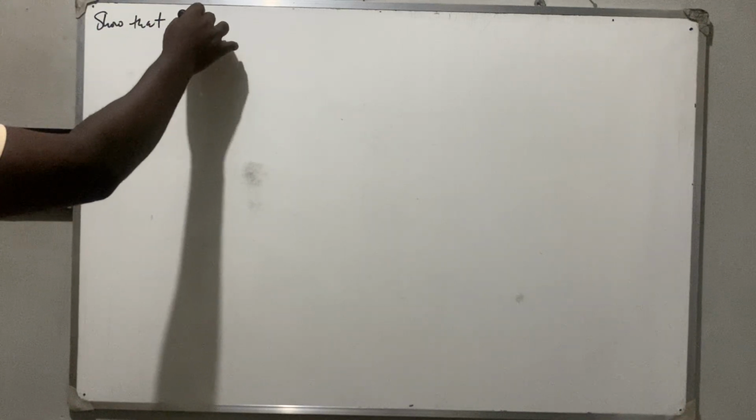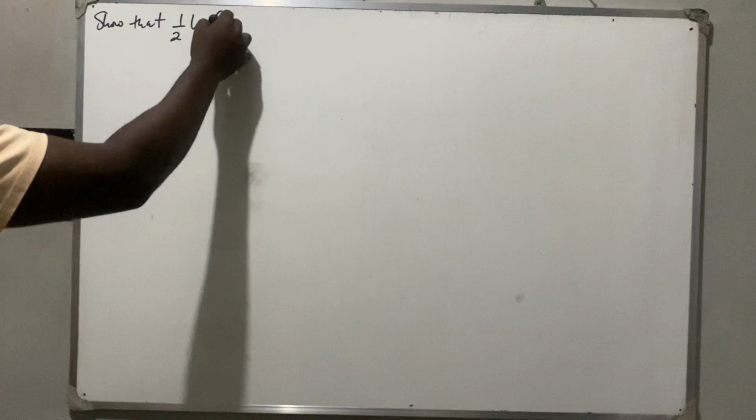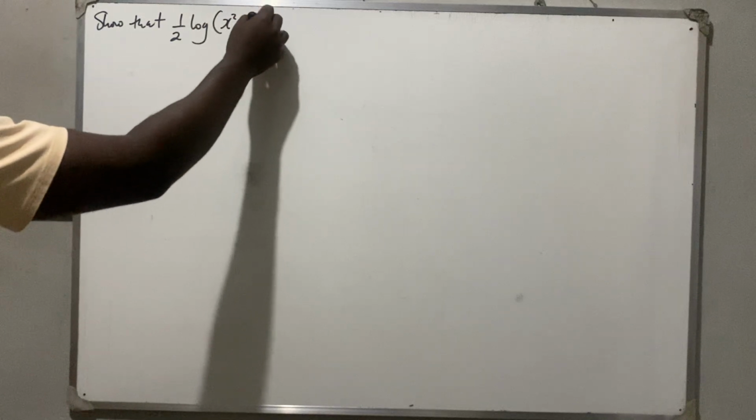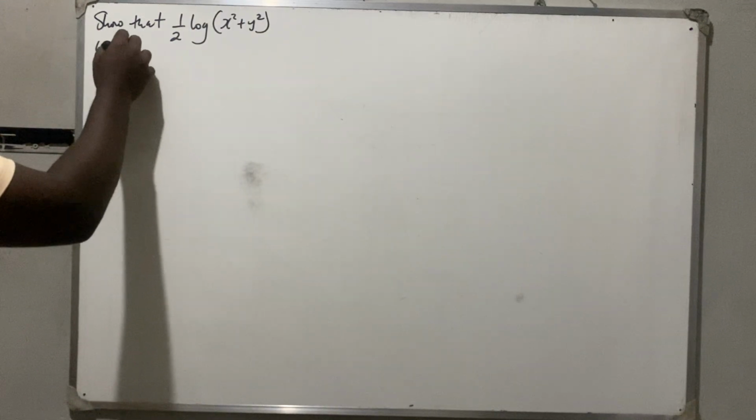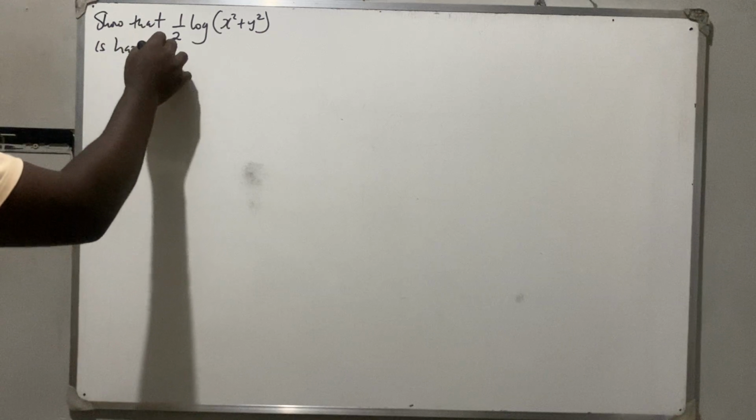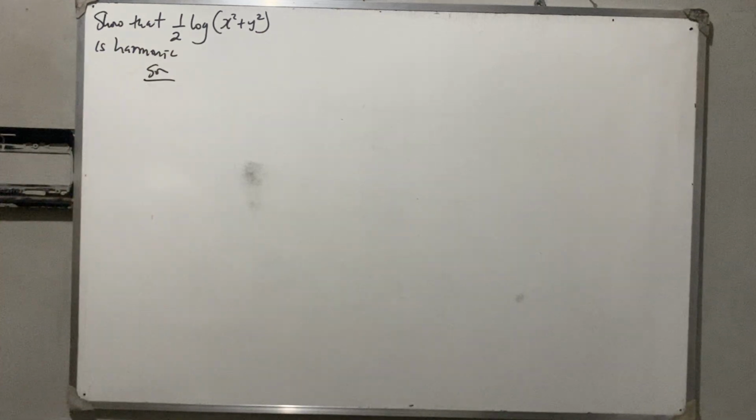I'm going to solve just one more question and then I'm done. The question here said that we should show that 1 over 2 log of x squared plus y squared is harmonic. Okay, solution. So how do we do that?